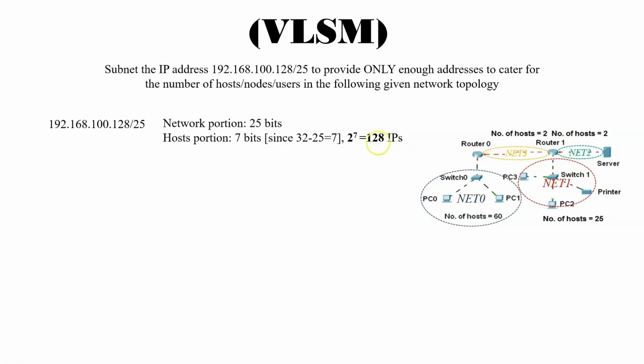So how many of them are usable? The usable ones are 128 minus 2. So 2 to the power n is the number of hosts, minus 2, and that will give the number of usable IP addresses. Why did we do minus 2? Because the first one is the network address and the last one is the broadcast address for this given network. Okay, that's easier to understand.